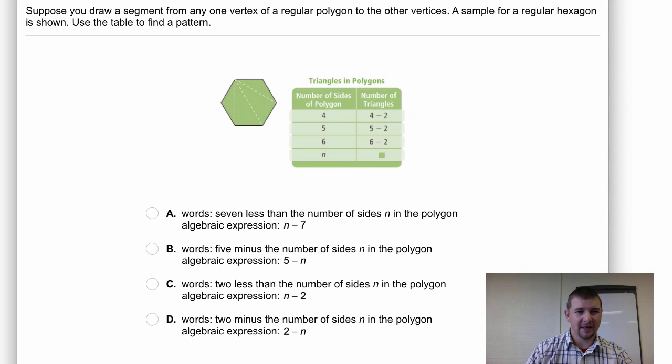And a chance to show that you have got it. Suppose you draw a segment from any one vertex of a regular polygon to the other vertices. A sample for a regular hexagon is shown. Use the table to find a pattern. Take note in the table we have the triangles and polygons. The number of sides of a polygon, 4, 5, 6, and finally n, and the number of triangles, 4 minus 2, 5 minus 2, 6 minus 2, and an unknown expression. Work carefully and make your selection from the choices below.